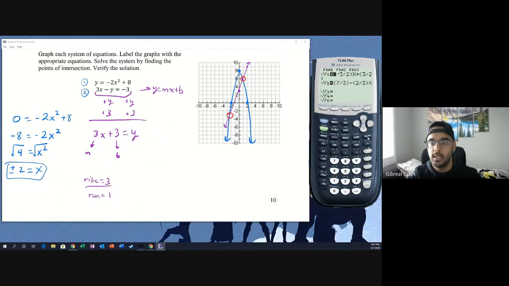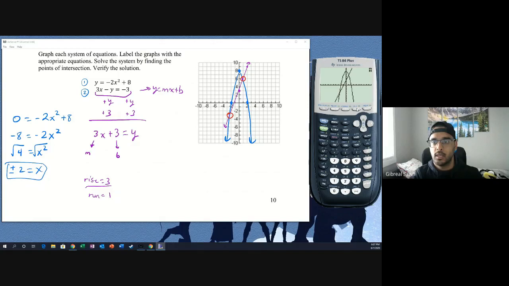So y equals, take out anything if it's already there. Again, we have to enter these in y equals format. So let's put in the first one: negative 2x squared, plus 8. And the second one we already rearranged: 3x plus 3. Sometimes you have to change your window settings because by standard it only goes 10 by 10. So here we look good, same exact picture. So let's go find those intersection points.